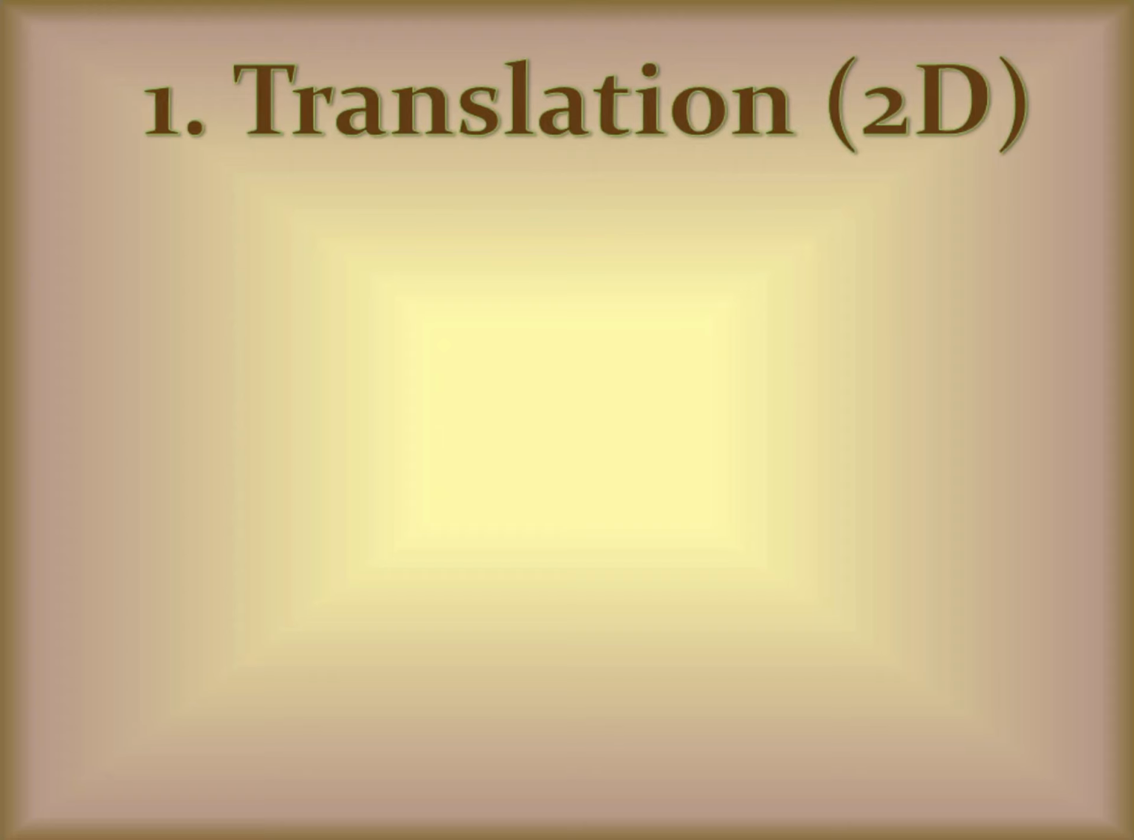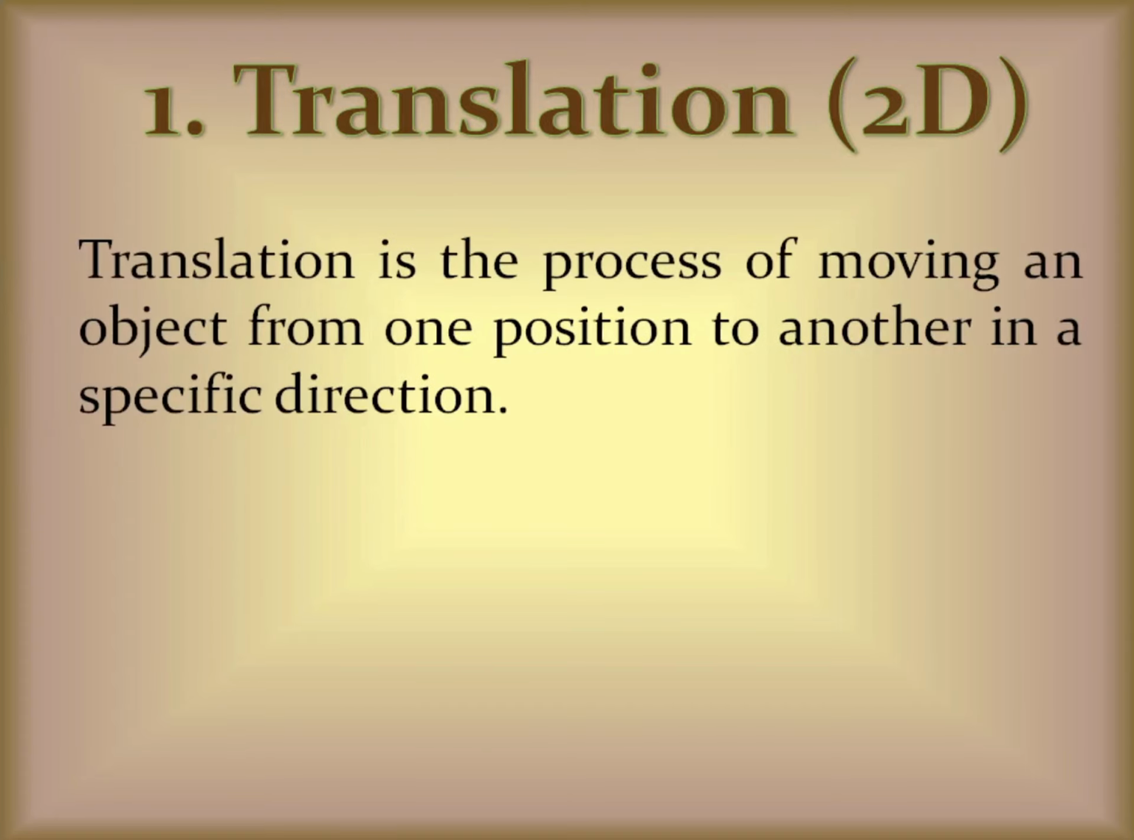The first type of transformation is translation. So we are going to see 2D translation. What is translation? Translation is the process of moving an object from one position to another in a specific direction. You can see a rectangle. Now it is moving to the right end of the screen. This is what we call translation.